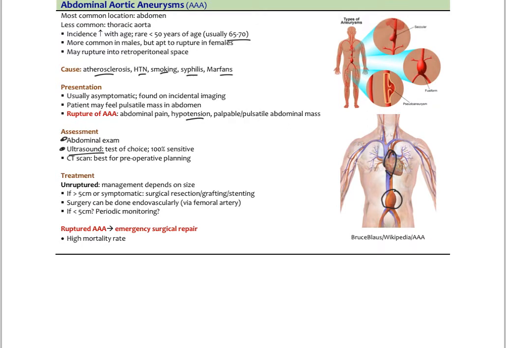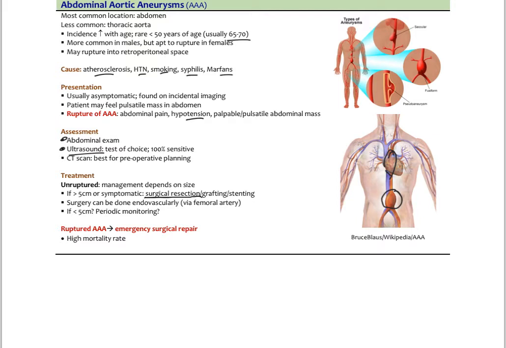So if they're greater than 5 centimeters or they're symptomatic, that typically is going to be a surgical resection and grafting or stenting. So over 5 centimeters is when intervention is given there. The surgery can be done endovascularly, so through the femoral artery.